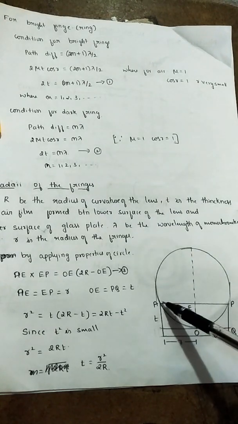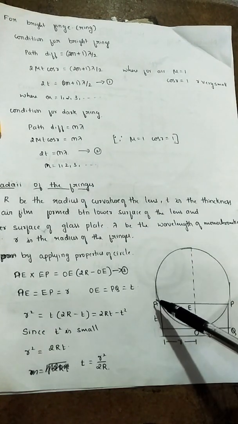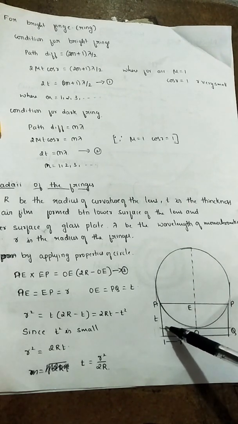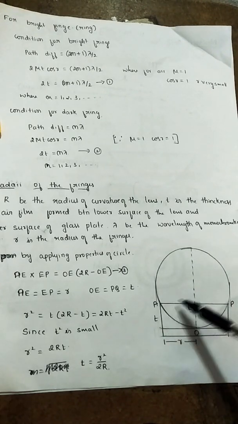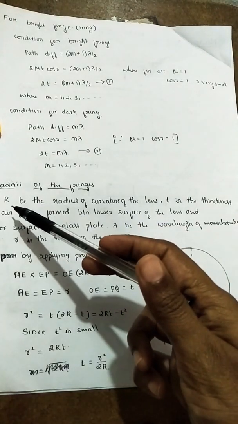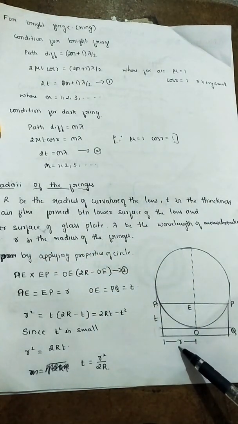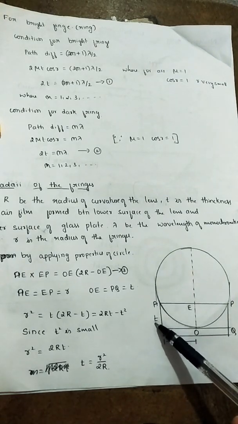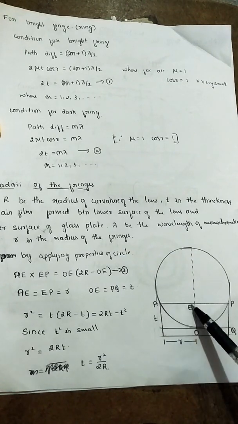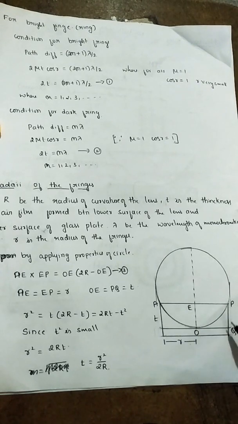Here this is nothing but a plano-convex lens. APO is the plano-convex lens and this is the glass plate. Here the plano-convex lens has radius of curvature capital R, small r is the radius of the fringes, and t is the thickness of the film. Here AE is equal to EP and EO is equal to PQ.